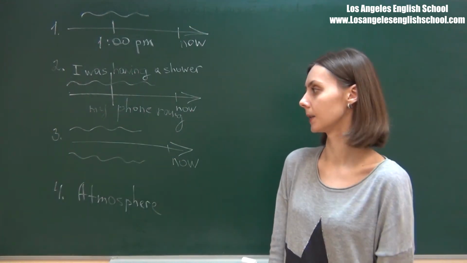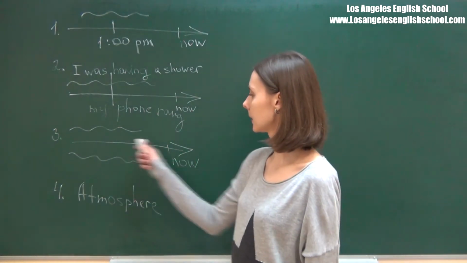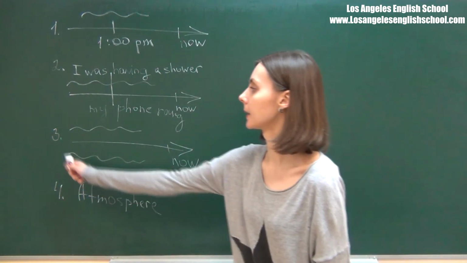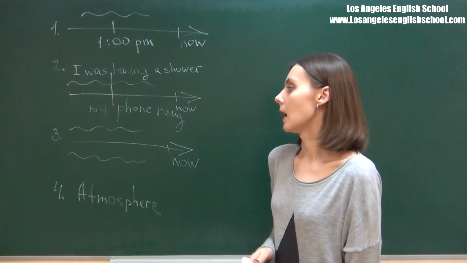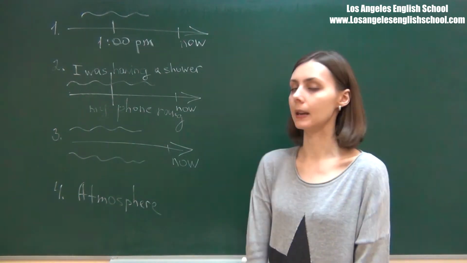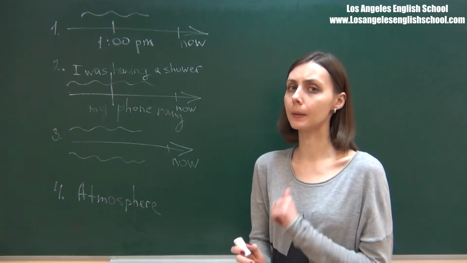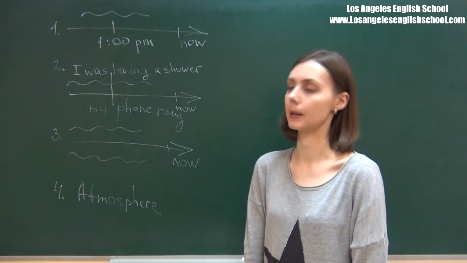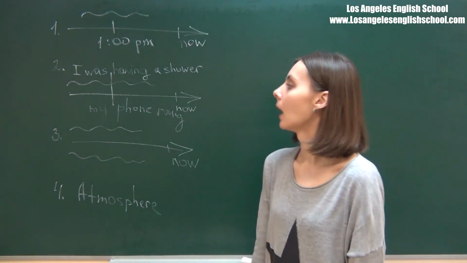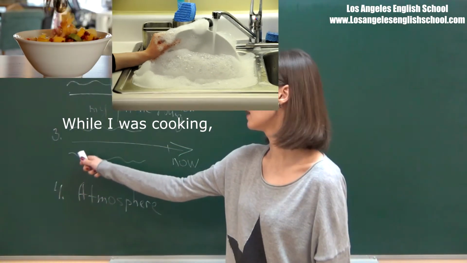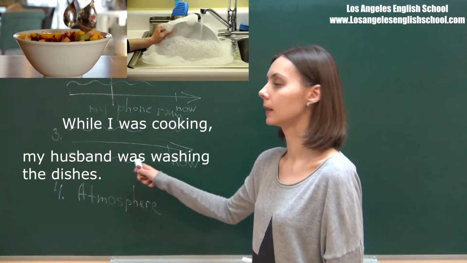The next case is case number 3. This is the timeline. We're here, this is now, and this part represents the past. We have here 2 activities which were happening at the same time in the past. It means that they were happening simultaneously. For example, while I was cooking, my husband was washing the dishes.